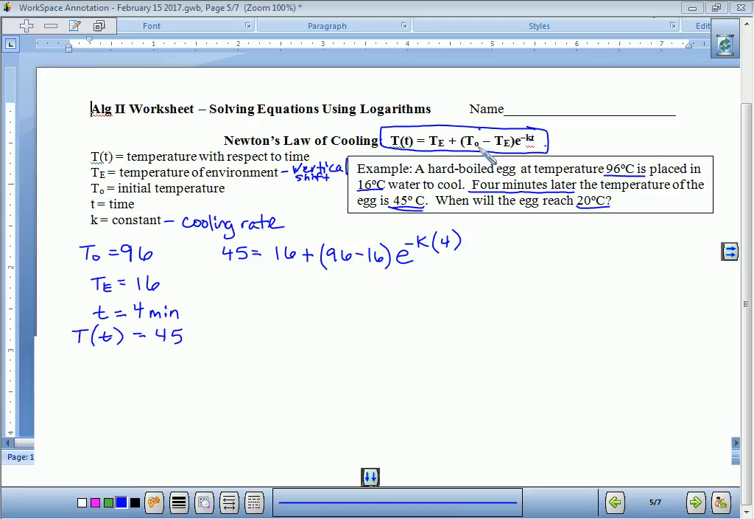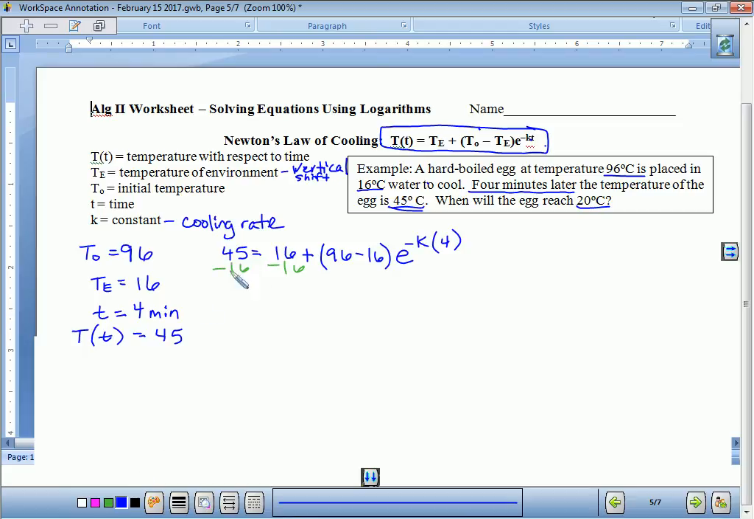T naught is the initial temperature. K is your constant, which is your cooling rate, and t is your time. So we read through, we identified our parts, and we have plugged them in. So now we're going to solve. So to solve, we've got to get rid of the extra stuff first. So we're going to move the 16.